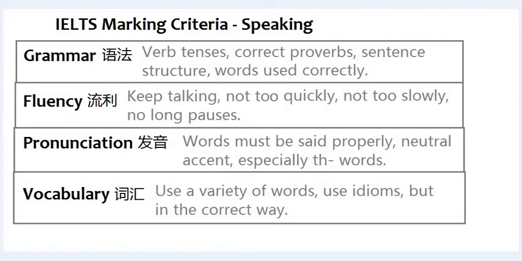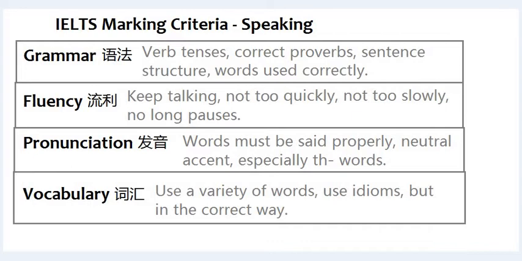The whole test is marked on 4 criteria: grammar, fluency, pronunciation, and vocabulary. Some people think that these criteria only apply to the part 2 speech, but in fact this is important throughout the whole test. As soon as you begin speaking, the examiner will be thinking about all 4 of these points.